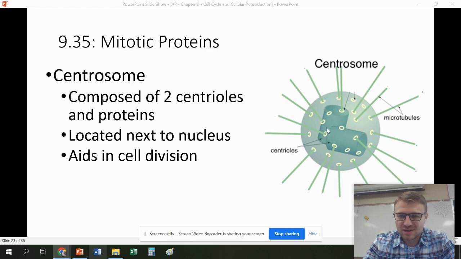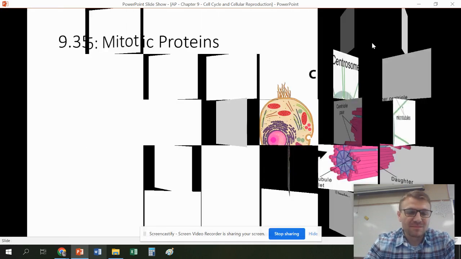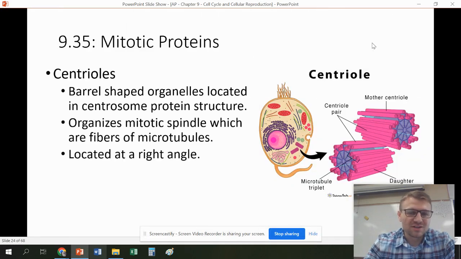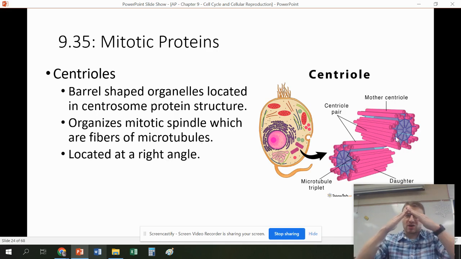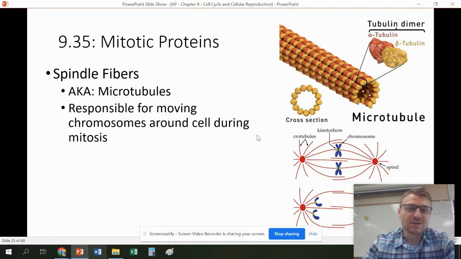So we can see we have these centrioles. We have these things called microtubules. Let's learn about those next. Oh, by the way, these are only found in animal cells. Centrioles, these are barrel-shaped organelles that are found within the centrosome. They are going to organize the mitotic spindles or the microtubules, whatever you want to call them. But these structures are at almost like a right angle to each other. But yeah, these structures are within the centrosome, and they just organize these spindle fibers that we're going to see in the next section.